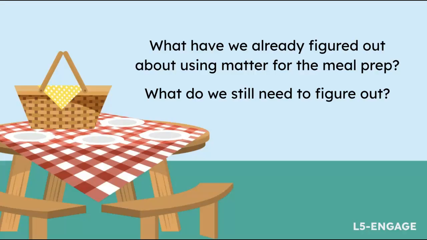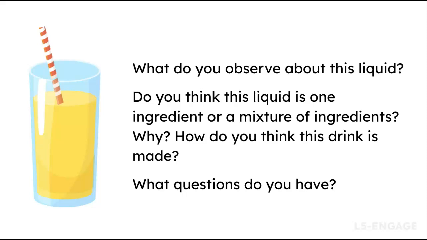You'll begin the Engage by reminding students of the anchoring phenomenon and their goal of using matter to create a meal for a community picnic. You'll ask what they still need to figure out for the picnic. You'll display a lemonade image and ask students questions about the liquid. You'll have them turn and talk and share out.